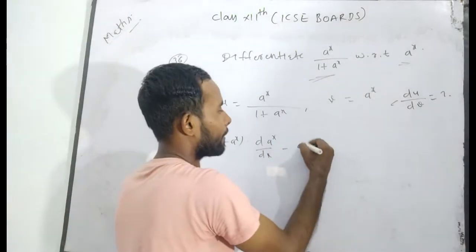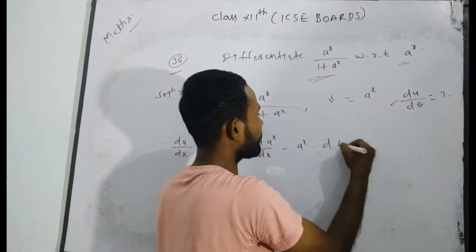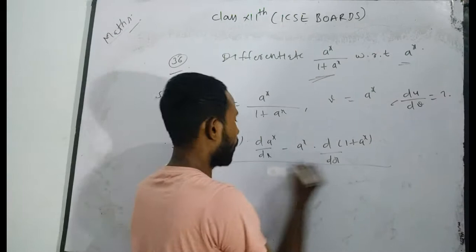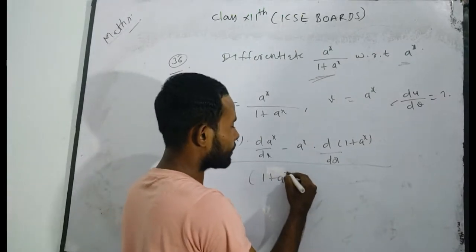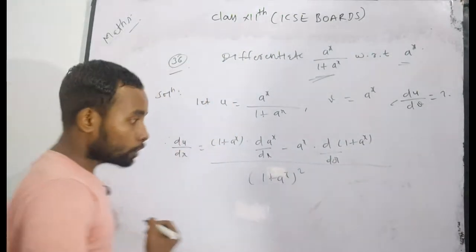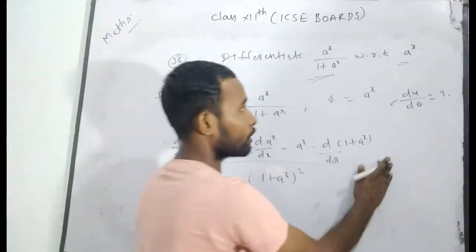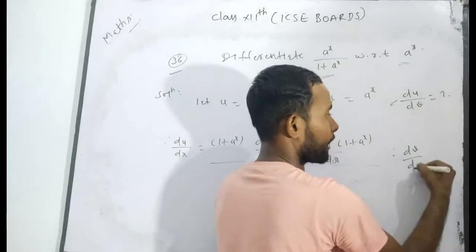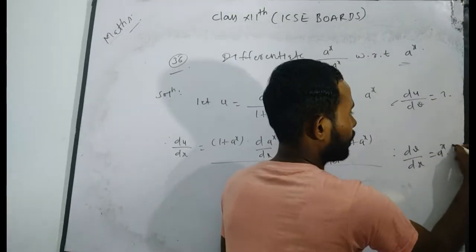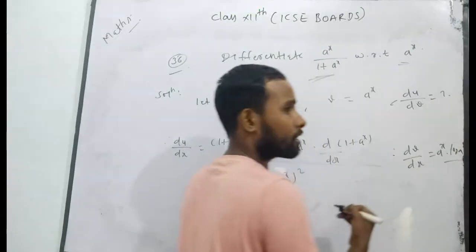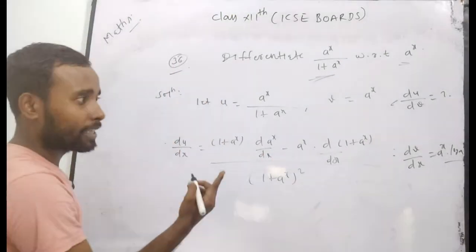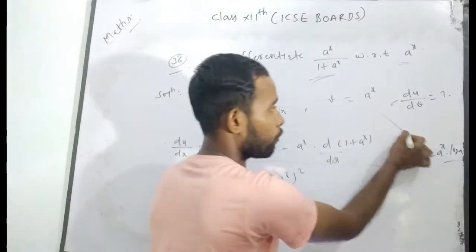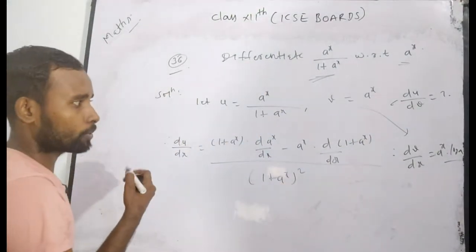Again, take a to the power x out of the derivative terms and differentiate 1 plus a to the power x with respect to x, divided by the whole square of the denominator term, that means (1 plus a to the power x) whole square. And as you know that v is equal to a to the power x, so here dv/dx will be a to the power x into log a. Simply, it is the formula for the derivative of a to the power x with respect to x.